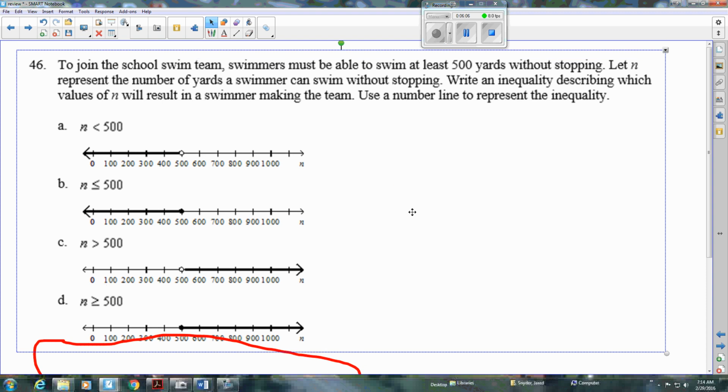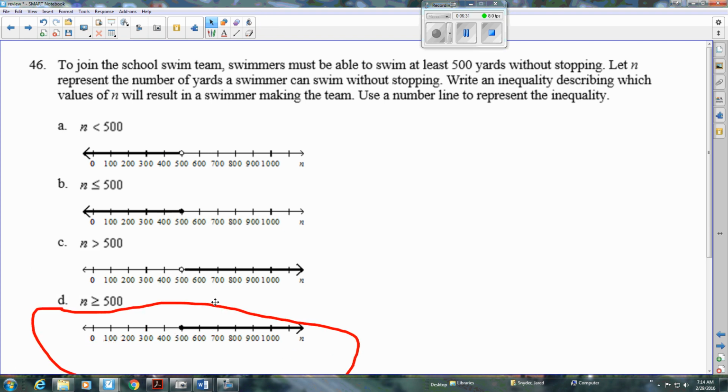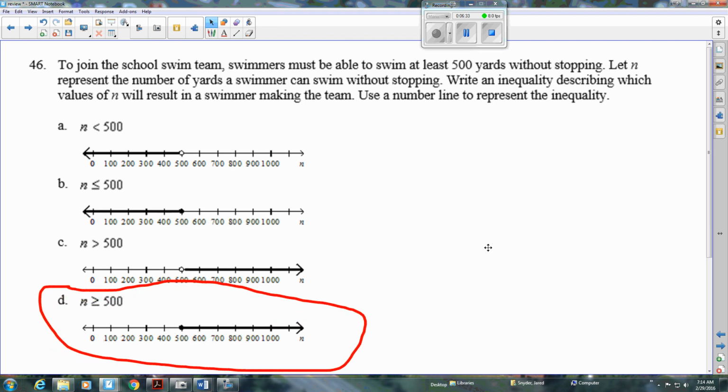The number of yards a swimmer can swim without stopping. Write an inequality describing which values of N will result in the swimmer making the team. Use a number line to represent the inequality. So as long as the swimmer is going at least 500 yards, the one that shows at least 500 yards, this one includes 500 and is greater, therefore D is going to be the correct answer.